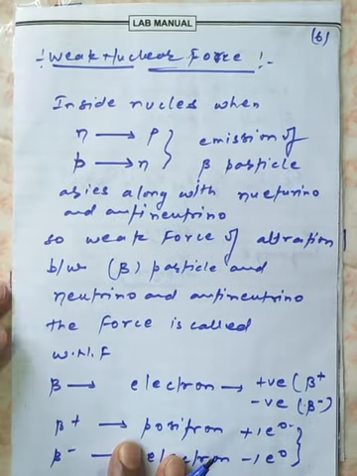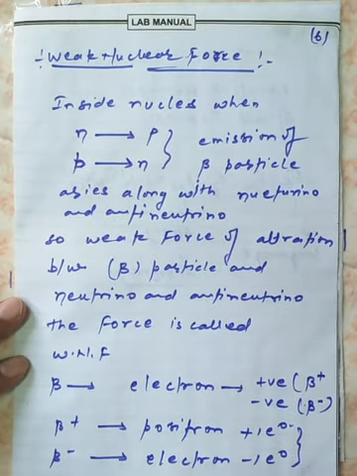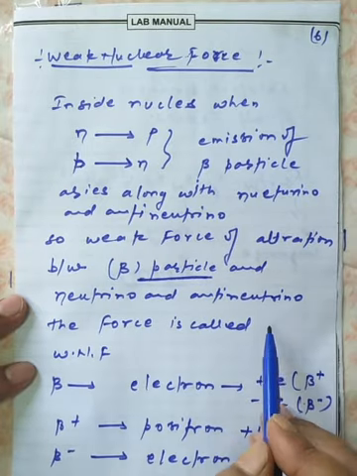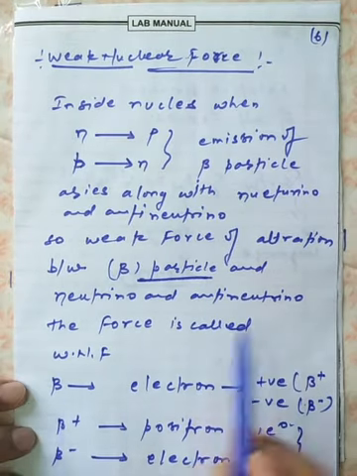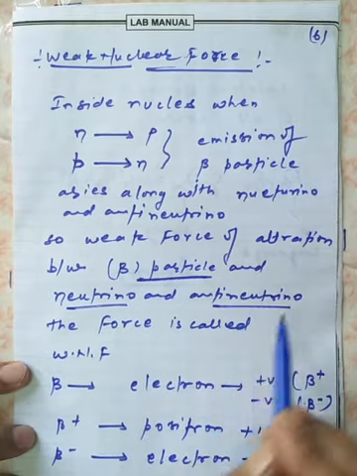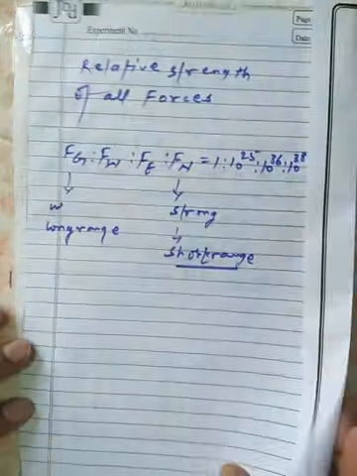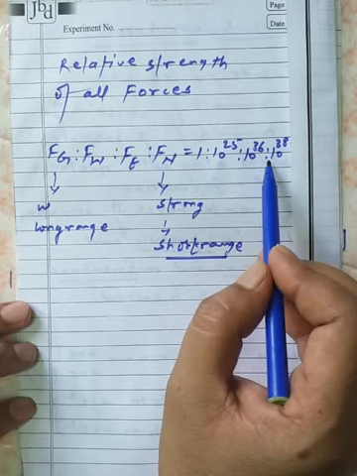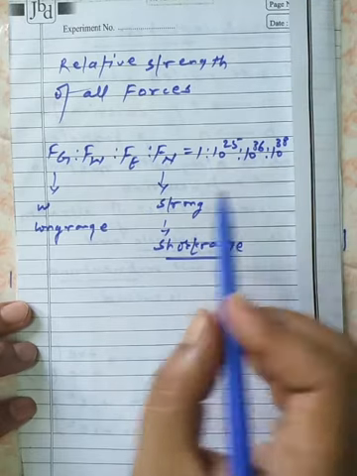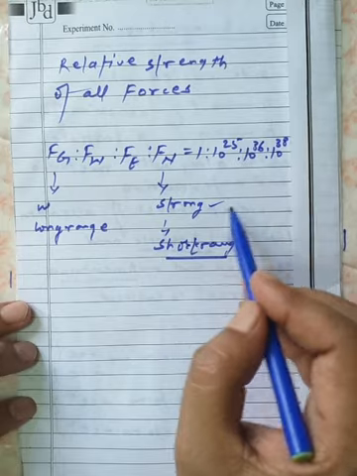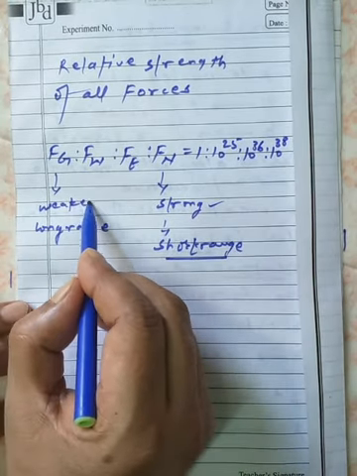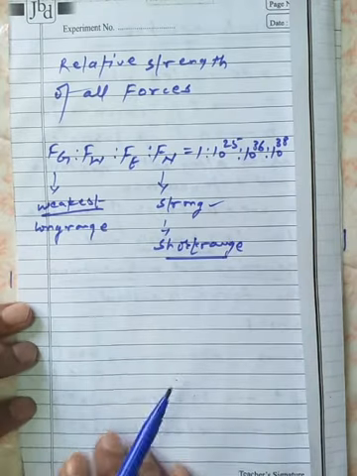The weak nuclear force is a kind of force which acts between particles whenever beta decay arises from the nucleus. One electron comes from the nucleus, associated with the neutrino and antineutrino. These forces have relative strength 1 to 10 to the power 25 to 10 to the power 36 and 38. So it suggests that the strongest force in nature is the nuclear force, and the weakest force is the gravitational force.